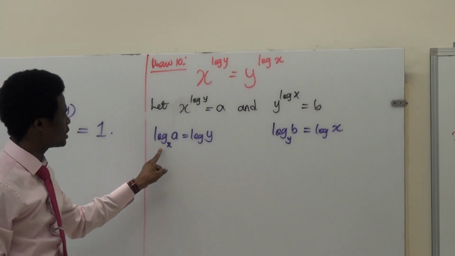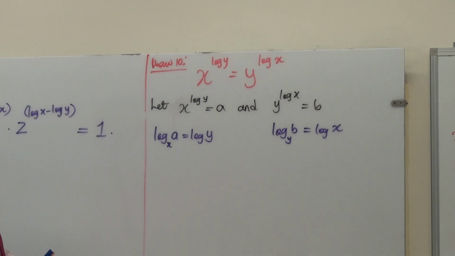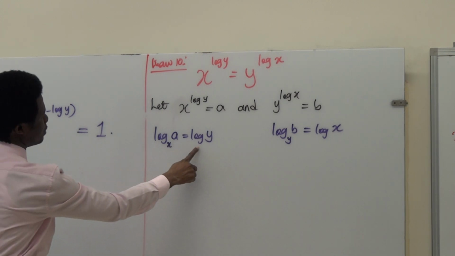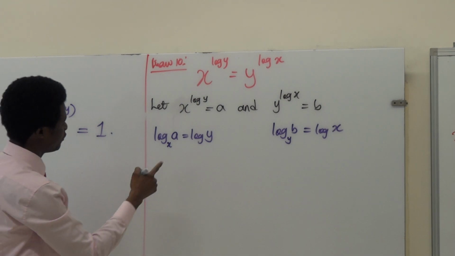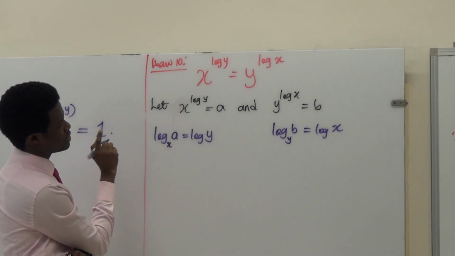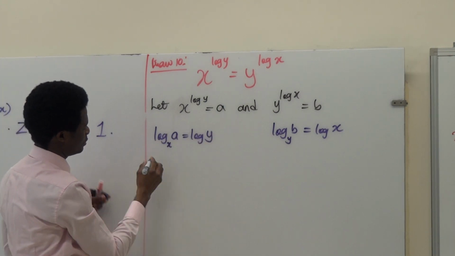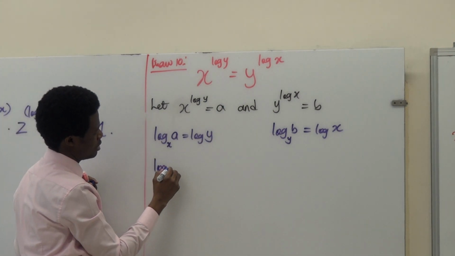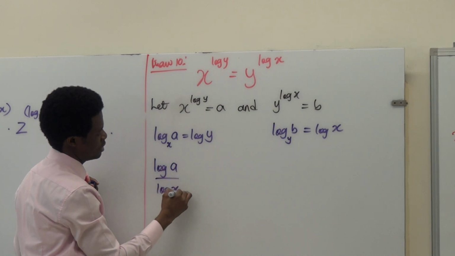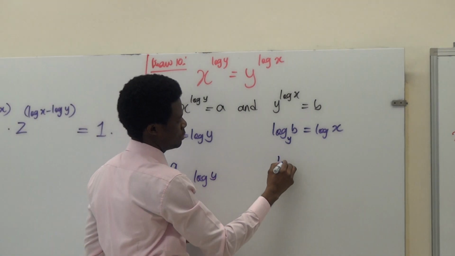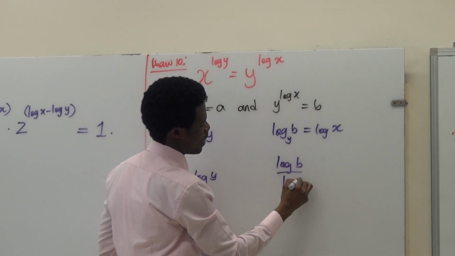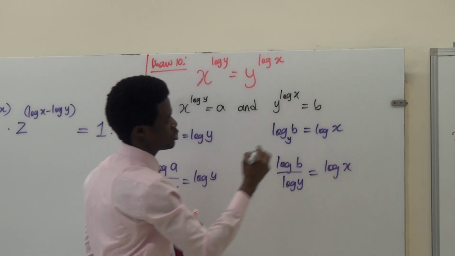This is log base x, this is not base x. So it looks like there's a problem. Let's see. Okay, maybe we can change to base 10. Yeah, we could do that. Then we have to do the same here. Log a over log x equals log y. Check this also: log b over log y equals log x. So what do we do now?